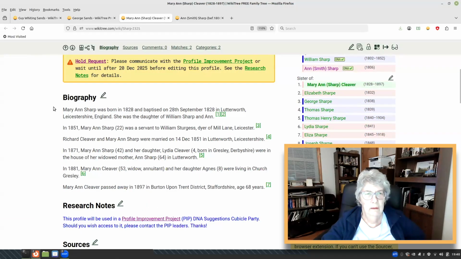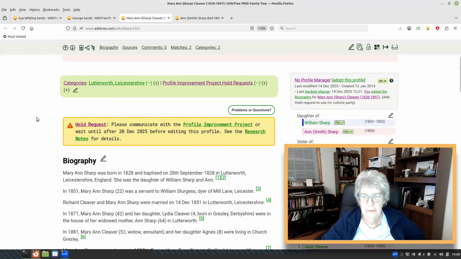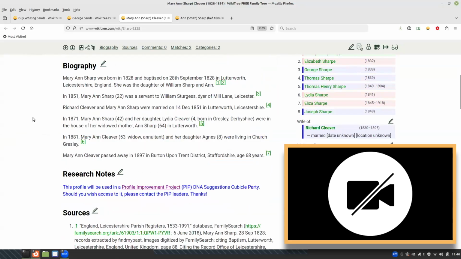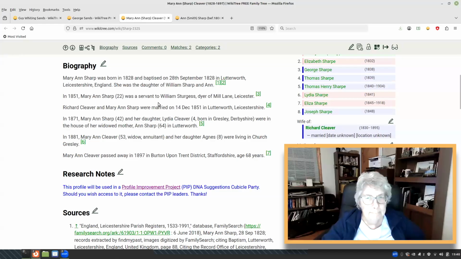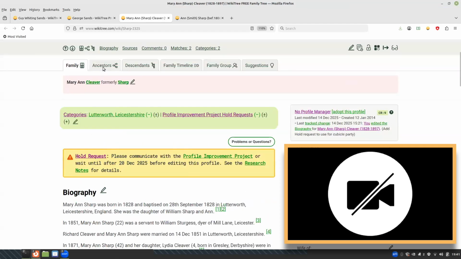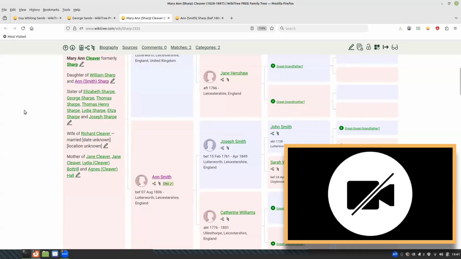Well, Marianne is marked as confident, marked as DNA for both parents. Can we look at the ancestors? Scroll up, click the ancestor tab and look at the ancestor tree. So it doesn't go any further up, though. Okay.